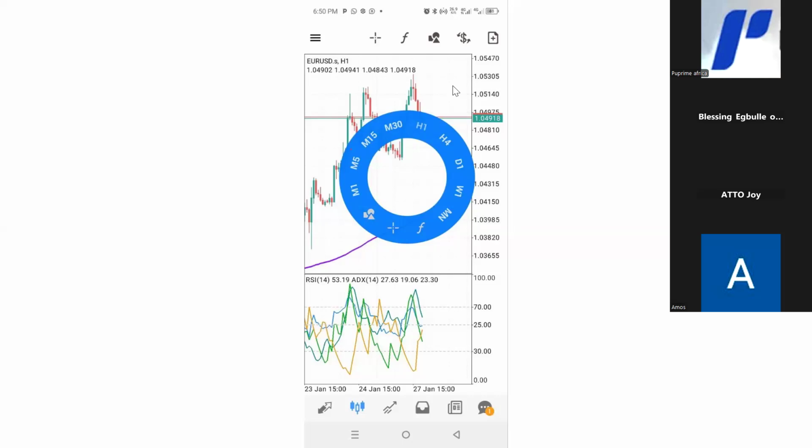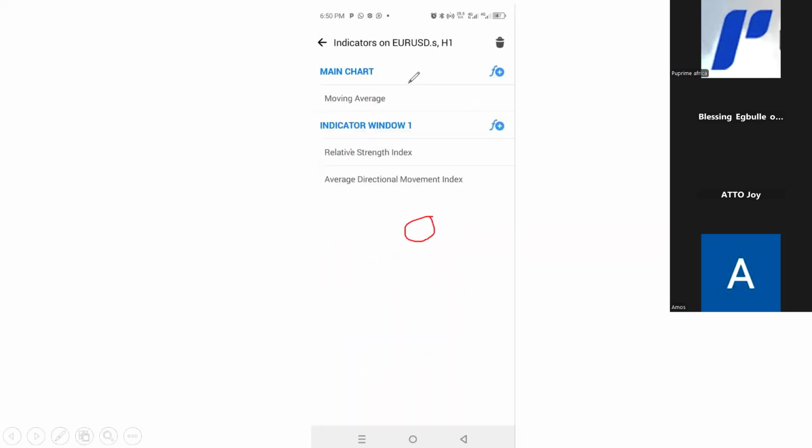You're probably on mobile. I'm teaching from a desktop. It's the same process on the MetaTrader mobile slide. You just click the function button, this F button, then go to the next slide. You see the main chart. Click this F plus sign. When you click the F plus sign, it will take you again to the next slide.